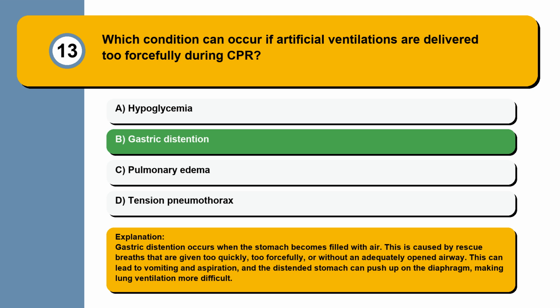Gastric distension occurs when the stomach becomes filled with air. This is caused by rescue breaths that are given too quickly, too forcefully, or without an adequately opened airway. This can lead to vomiting and aspiration, and the distended stomach can push up on the diaphragm, making lung ventilation more difficult.